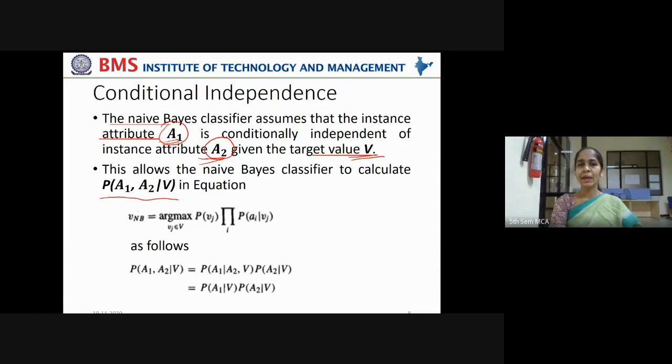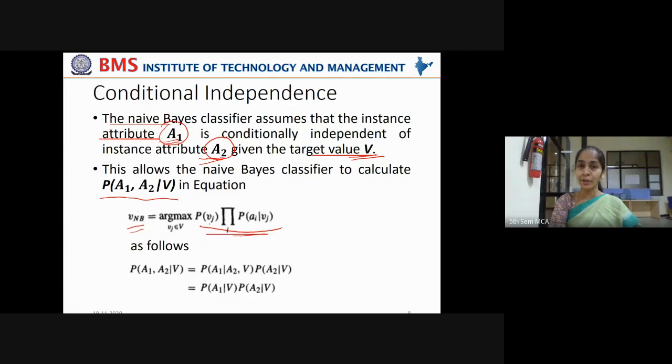Understand this carefully. Probability of A1, comma A2 given V. In the equation, how do you calculate that value, the probability of that value, whether it is yes or no for that particular instance? How do you calculate? By maximizing, you know this formula. In the last class, we have derived this.